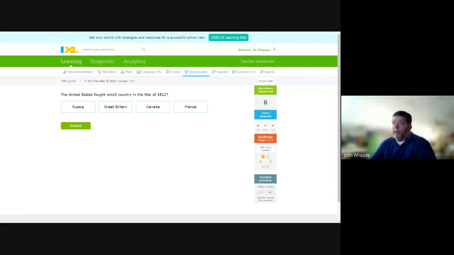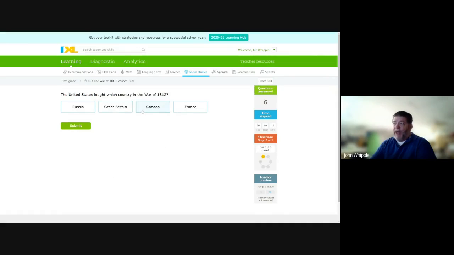All right. The first question it has is, the United States fought which country in the War of 1812? Well, our choices are Russia, Great Britain, Canada, and France. And this is one of those ones where I'd almost like to argue that it's two answers. The answer is not Russia, and the answer is not France. The answer is Great Britain.